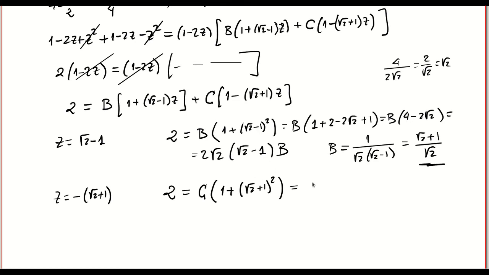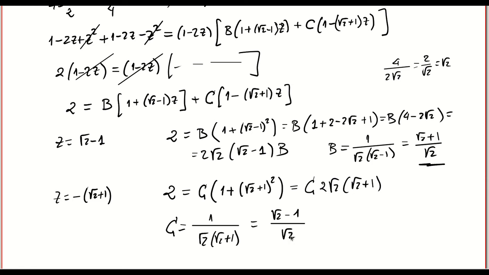So I'm going to have c times, well, I can use this form, right? 2 square root 2 times square root 2 plus 1. That's the answer I'm going to find, right? And after simplifying and doing the same thing, what I'm going to have is c equal to 1 over square root 2 times square root 2 plus 1, and 1 divided by this is square root 2 minus 1 over square root 2. And this is the form we're going to use, right?